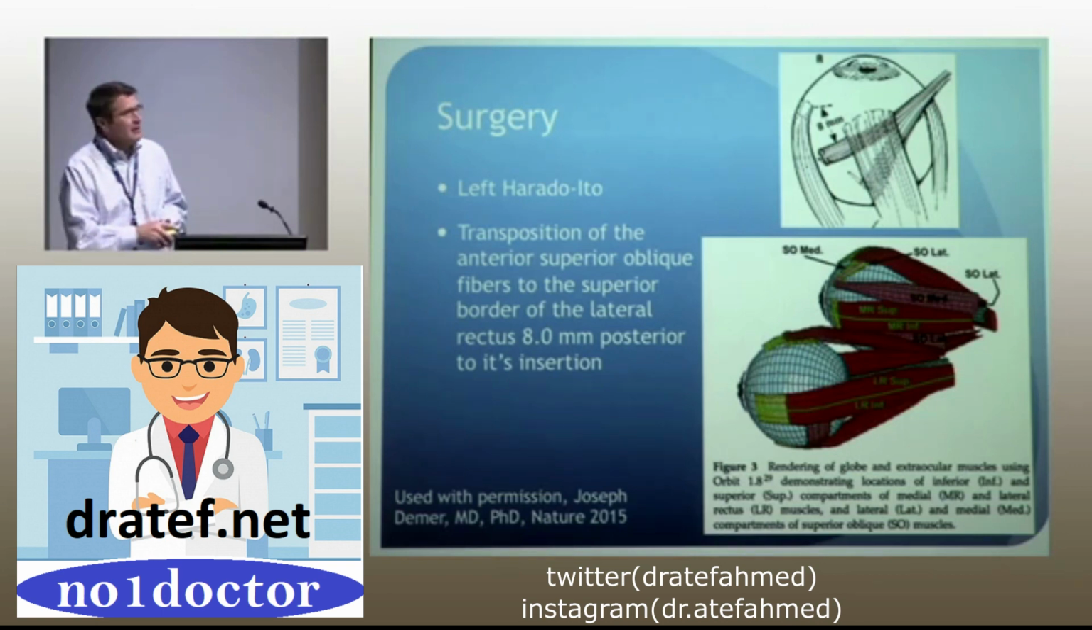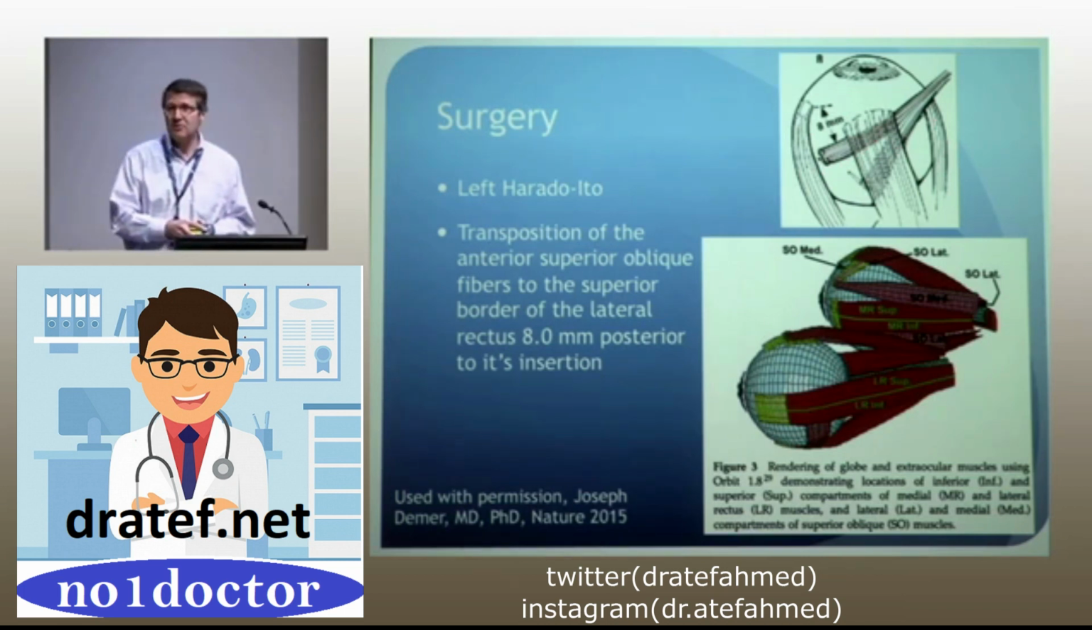And look at her vertical deviation. It's really not that big. It's really quite small, and there's not much incomitance in down gaze. So the posterior fibers of the tendon probably are less affected.